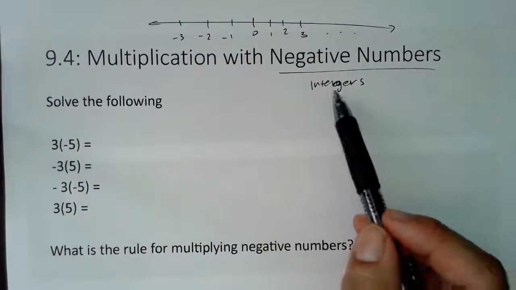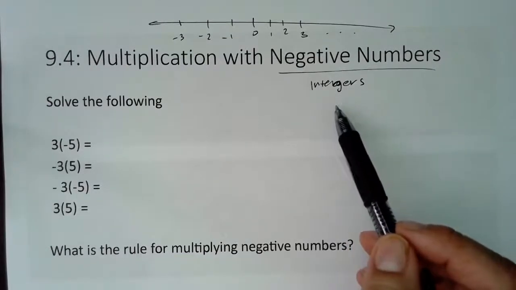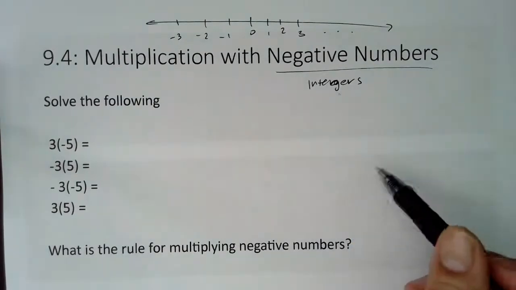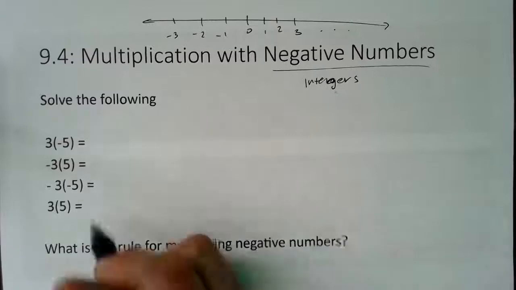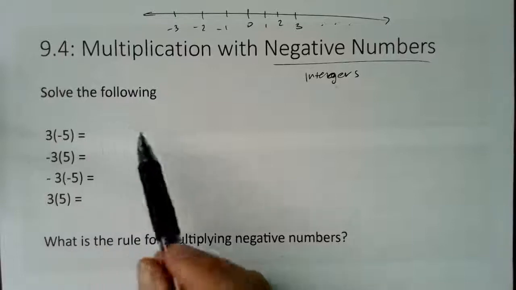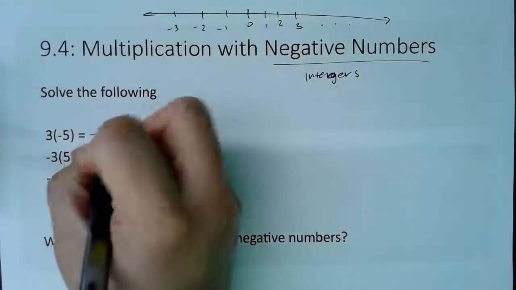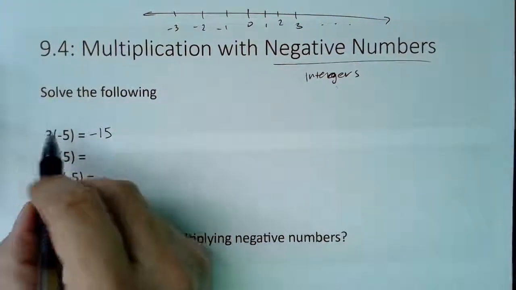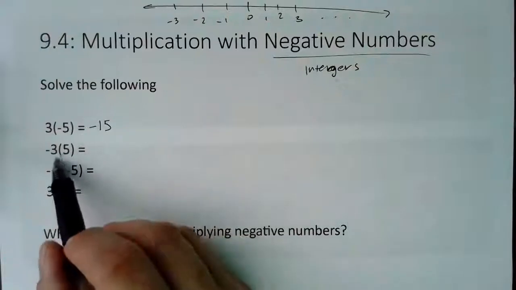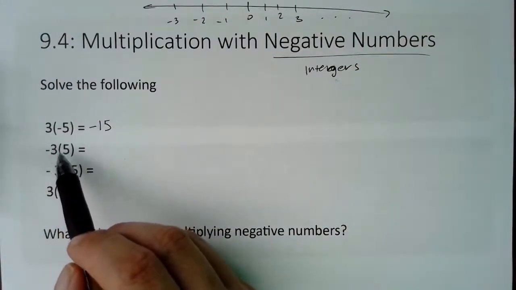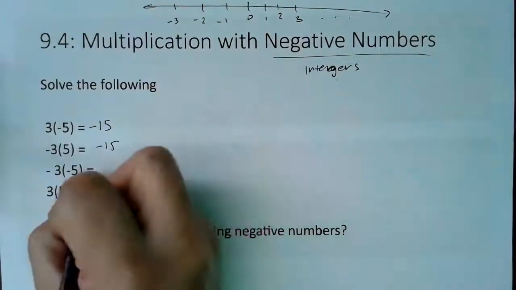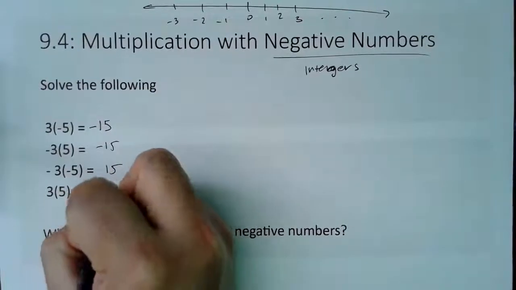The reason I wanted to make sure you understood that is because we're going to use the word integer in our rule, so I didn't want you to be confused. Okay, so let's notice some things with negative numbers. Let's multiply these things. 3 times negative 5 is negative 15. Remember, multiplication is repeated addition, right? So negative 5 plus negative 5 plus negative 5 is negative 15. And vice versa, if you were to do negative 3 five times, you would get negative 15. If you multiply a negative by a negative, that becomes positive 15, and this is positive 15.